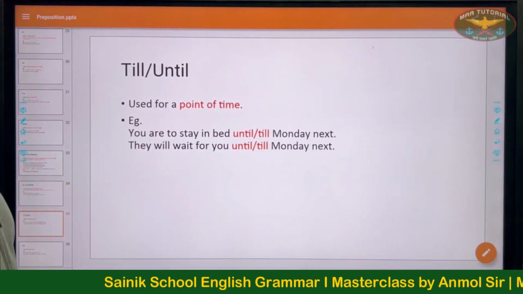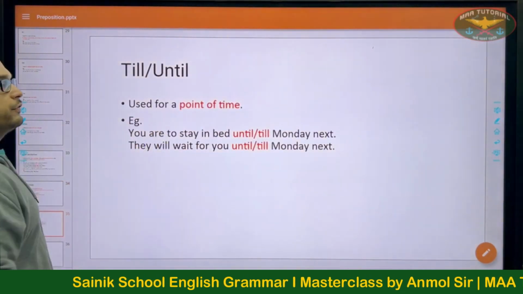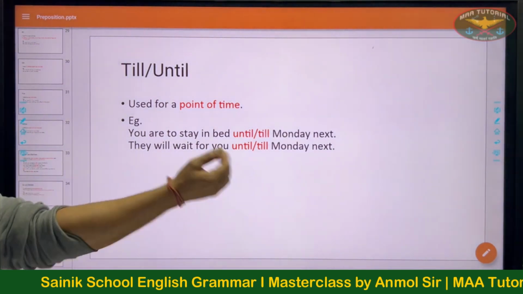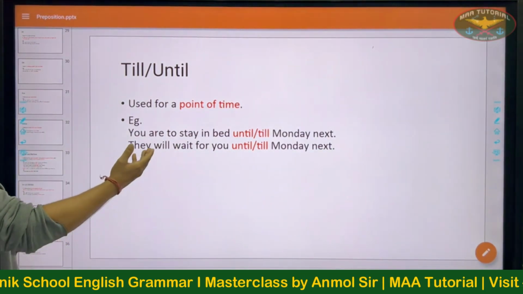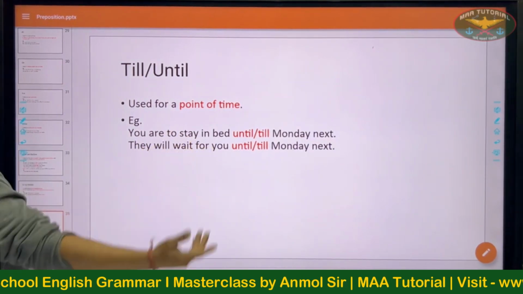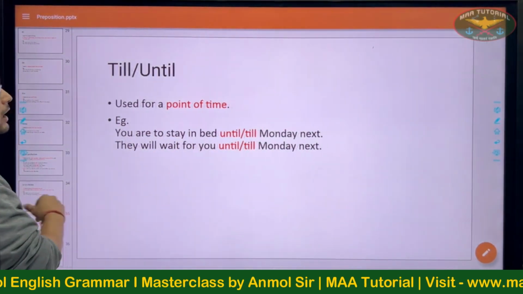Then we had till, until. Both of them are interchangeable, used for a point of time in the future. You have to stay in bed till Monday. They will wait for you till Monday next. Monday next means whichever Monday comes next.